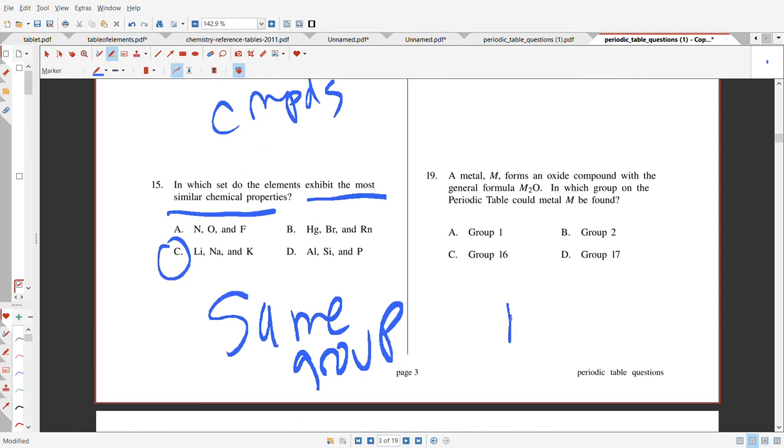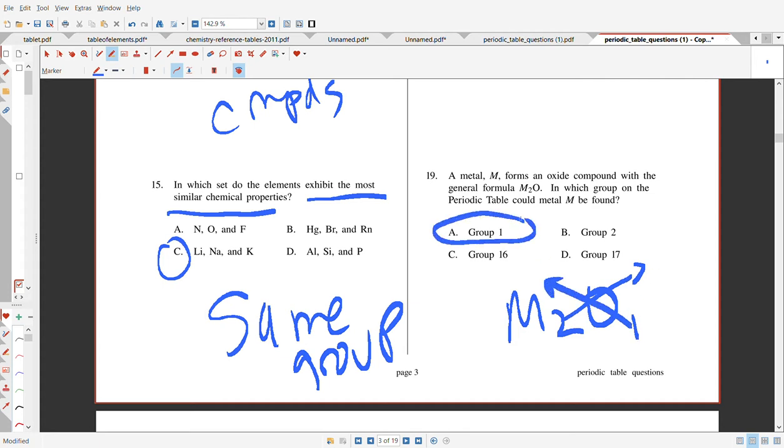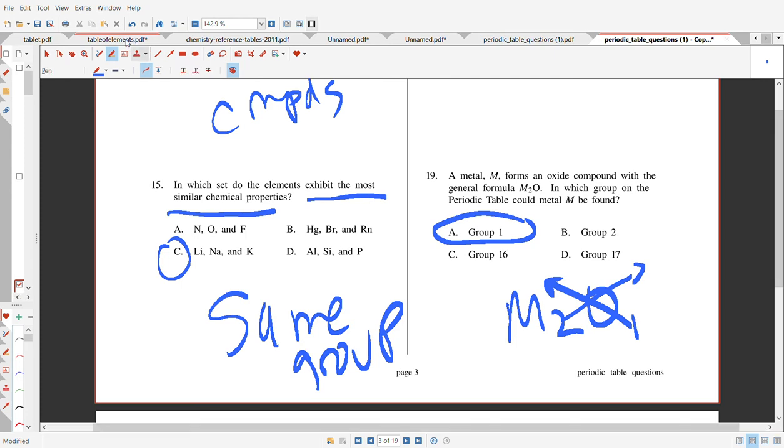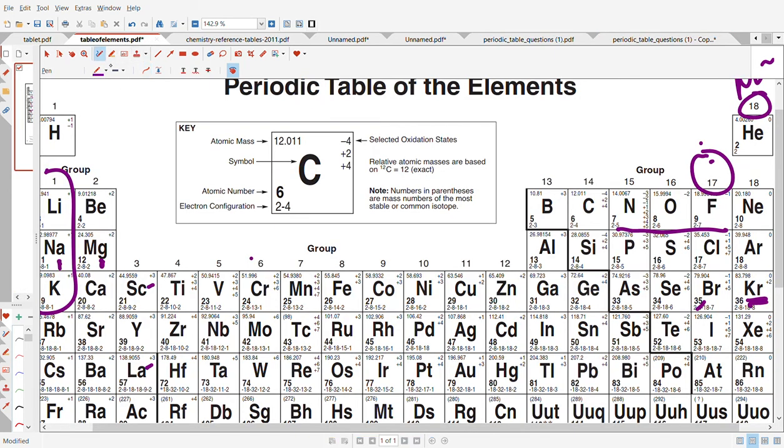This one, they want to know M2O. You're going to probably get one of these. Which oxide would that be? Well, if you crisscross backwards, the O gets the 2 charge and the M gets the 1. And if you look at group 1, they have a +1 charge. All right, next one.